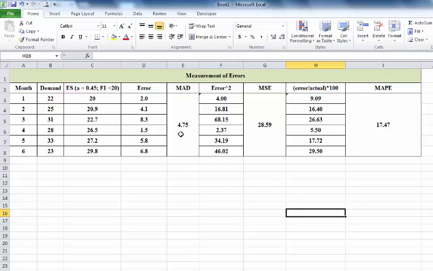Right? So your MAD is 4.75, MSE is 28.56, and MAPE is 17.47.